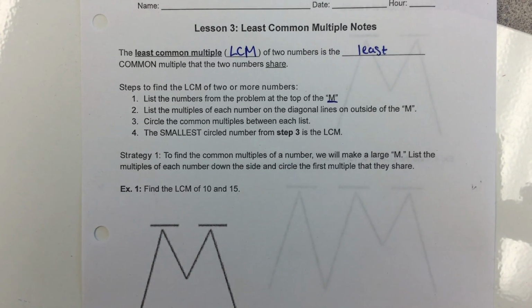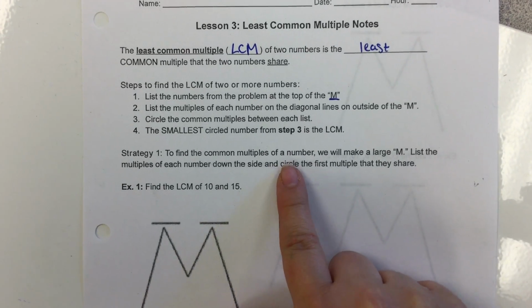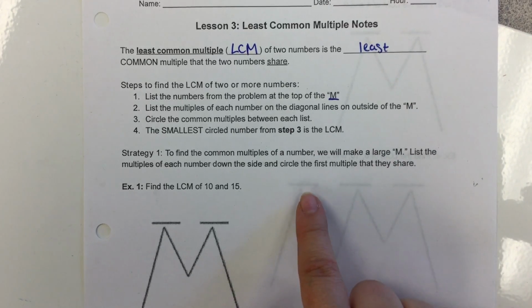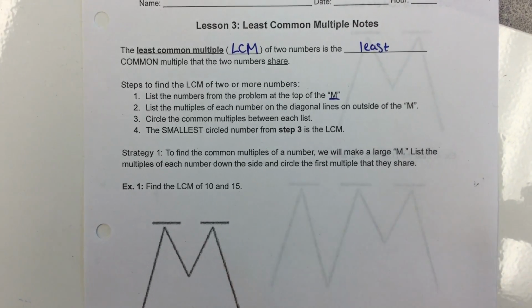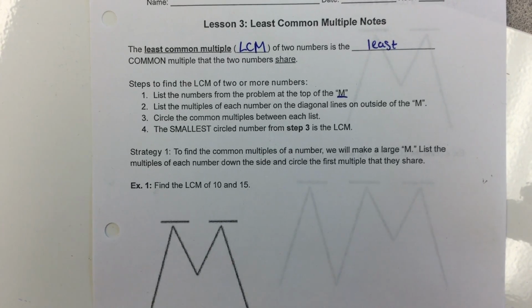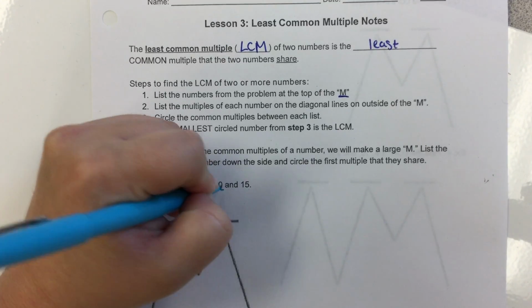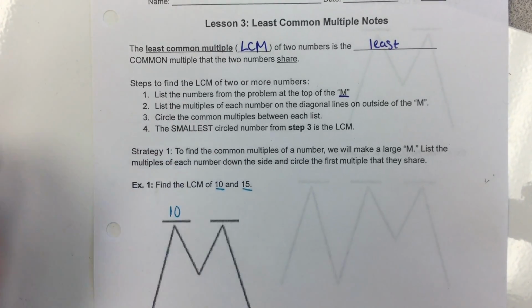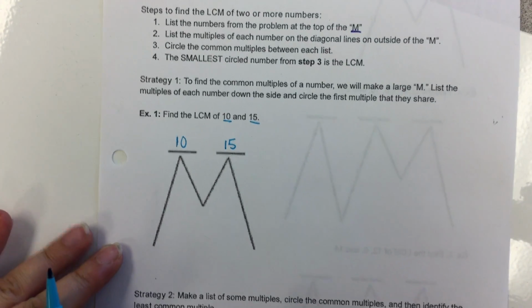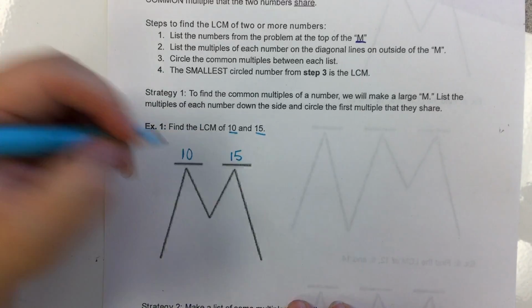Okay, so the first strategy that we're going to be able to use is to find the common multiples of a number. We will make a large M, listing the multiples of each number down the side and circling the first multiple that they share. So I'm going to go ahead and do step 1, which is listing the numbers from the problem, 10 and 15, at the top of my M. Now, down the sides, I'm going to start listing the multiples of 10 and the multiples of 15.